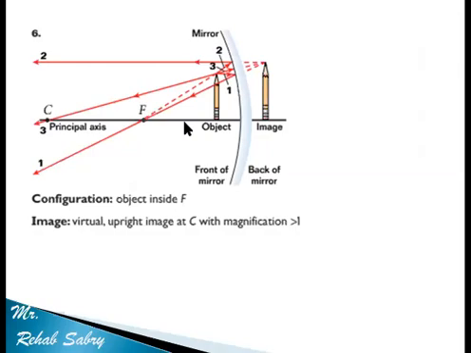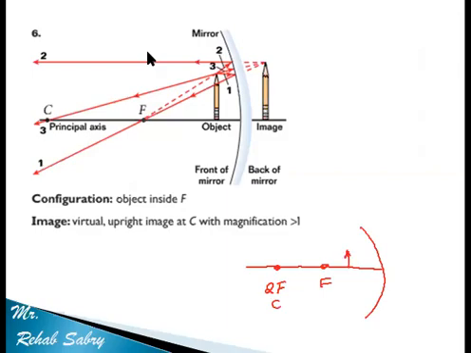Because this is the only case where the concave mirror can form a virtual image. Okay, how is it formed? This is the object, F, 2F or C. The object's here.